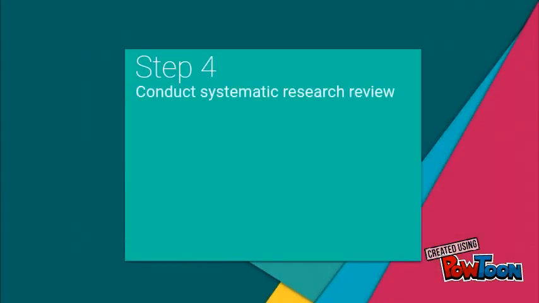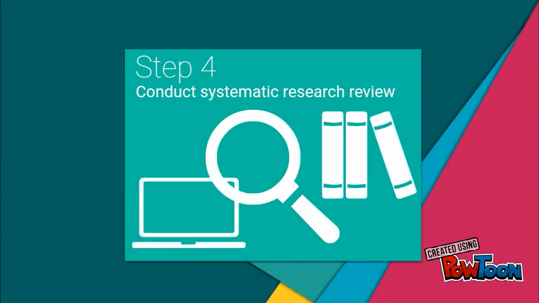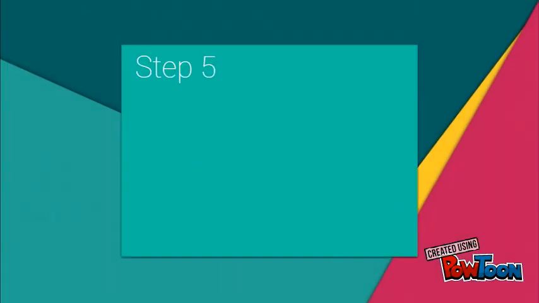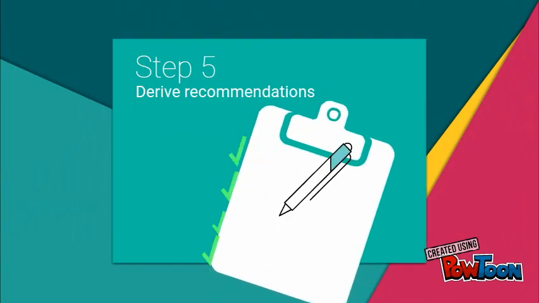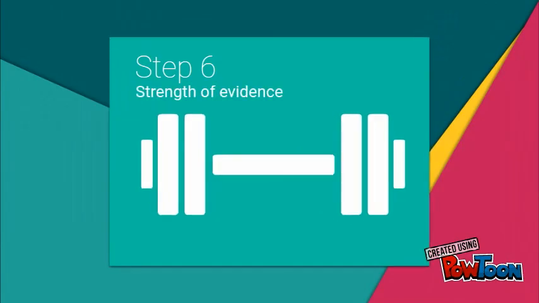Then you'll conduct a systematic review for each topic. And in summary, this is searching the database, appraising those studies, creating a findings table, and reaching a conclusion by consensus. From there, you're able to derive general recommendations. You will then need to determine the strength of the evidence. What research designs were used in developing this recommendation?